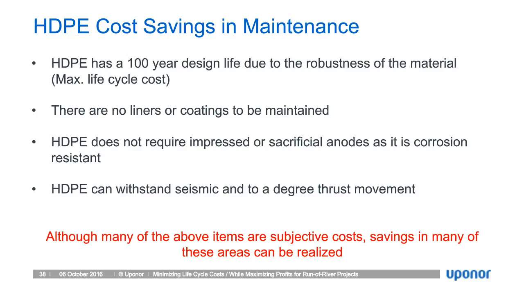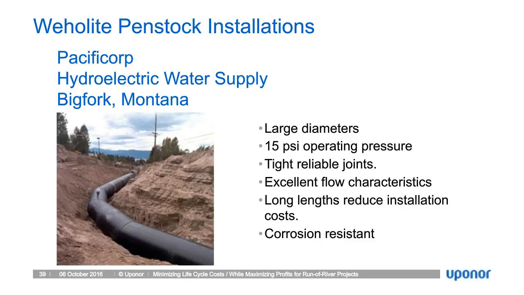There are major cost savings in maintenance as well. It has a 100-year design life due to the robustness of the material. There are no liners or coatings to be maintained. As I mentioned earlier, I've done several walkthroughs, and our pipe is in almost the same condition as when we first installed it. It doesn't require impressed or sacrificial anodes as it is already corrosion resistant, as you would see with steel pipe, which obviously has to have those anodes attached. It can withstand seismic and, to a degree, thrust movement without any major thrust blocking to keep the pipe in place. I'll now turn to some installations that we've got in place.